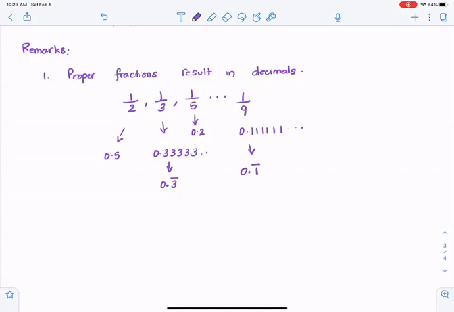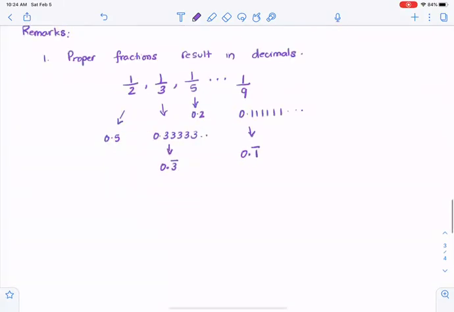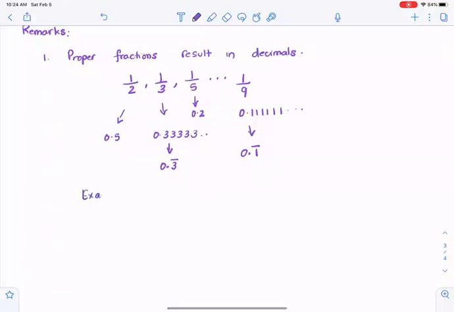But there are cases where 2 digits will repeat. So 0.232323, if it keeps going, I'll put 0.23 and put a bar above it. So this is what I meant by proper fractions resulting in decimals.